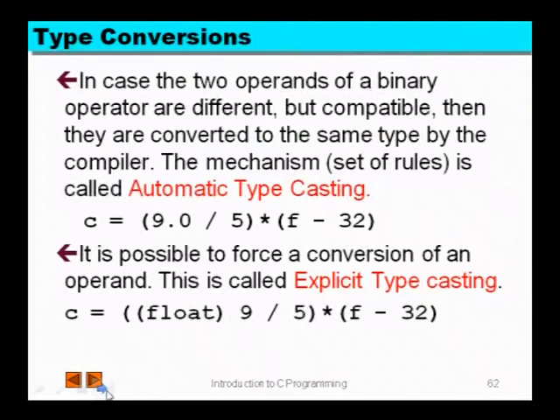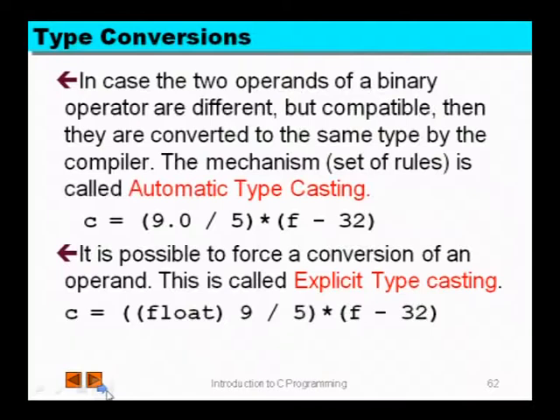Then they are converted to the same type by the compiler. This mechanism is called automatic type casting. See here, you have an expression C is equal to 9.0 divided by 5 multiplied by f minus 32. 9.0 is a floating type and 5 is an integer.